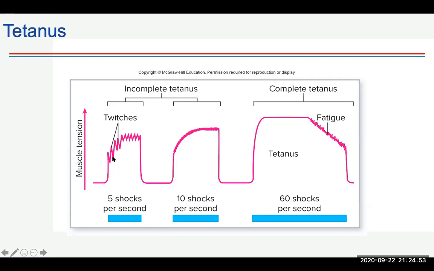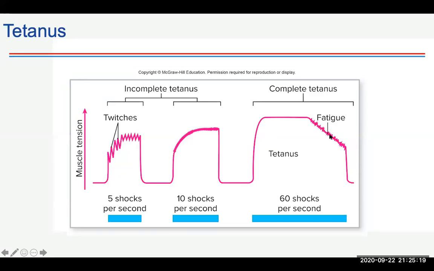There's still some relaxation time between twitches. Even in the 10 shocks per second, you kind of see a jagged line. So that shows that the muscle is relaxing a bit between shocks. So that's why we call this incomplete tetanus. And complete tetanus is when we have one sustained contraction. So it's a nice solid parallel line. You won't see any kind of relaxations between those shocks.